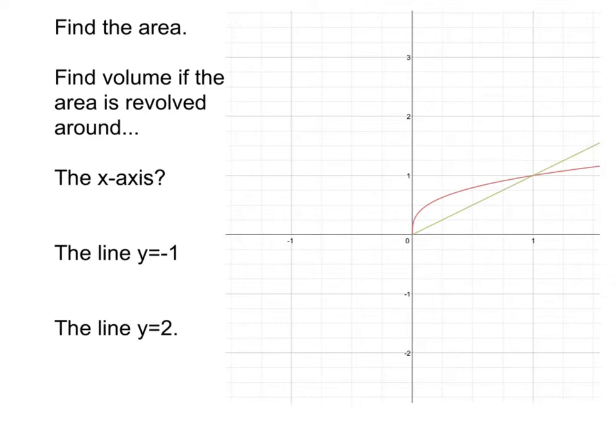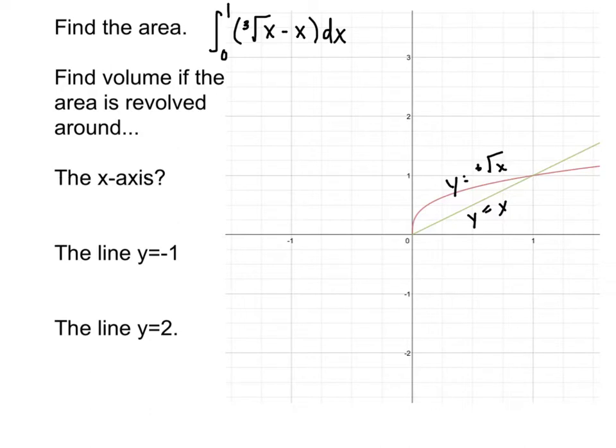The two functions in question that we're going to use the entire time are y equals the cube root of x and y equals x. Okay, so if I want to find the area, of course I just do the integral from 0 to 1 of the function that's on top, which is the cube root of x, minus the function that's on the bottom, which is x, dx. That's it. Usually part A of a free response question would be just finding the area.